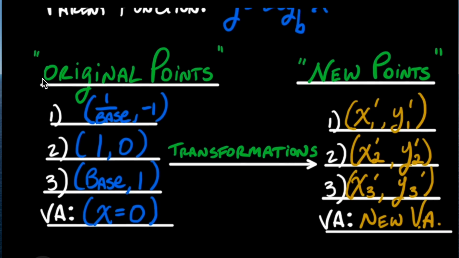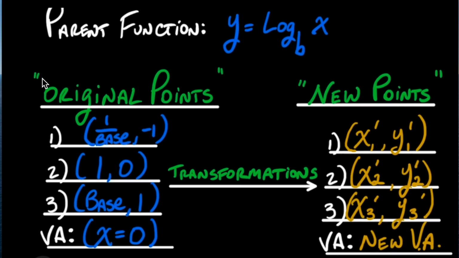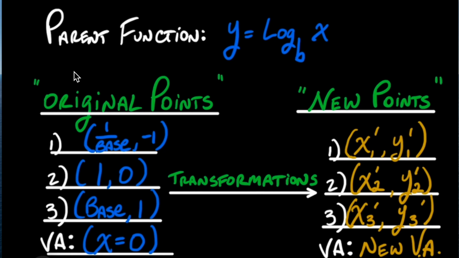What we're going to do, folks, is use the original points of the parent function, which, recall again from earlier in the video, all parent functions have in common: 1 over the base comma negative 1, 1 comma 0, the base comma 1, and they all have a vertical asymptote at x equals 0. All of these points are going to be moved, shifted, perhaps reflected if there's negative signs involved, and we're going to get new points, which is indicated by the prime.